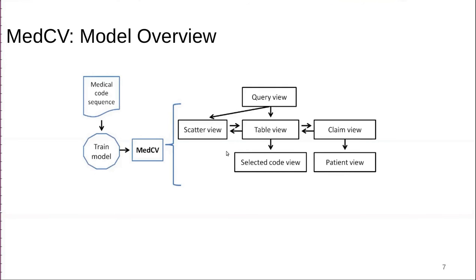Here you can see an overview of our software. In the backend, we have the training process, and after that, we have the interactive system that contains different views like the query view, table view, scatter view, claim view, and selected code view. A user will start from the query view, then they will operate some options. Finally, they will reach the selected code view. Now I'm going to show the demo of our software.